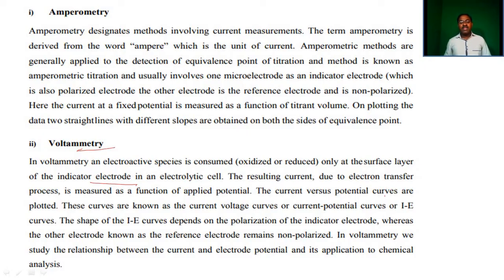The shape of the IE curves depends on the polarization of the indicator electrode, whereas the other electrodes, known as the reference electrodes, remain non-polarized. In voltammetry, we study the relationship between the current and electrode potential and its applications to chemical analysis.